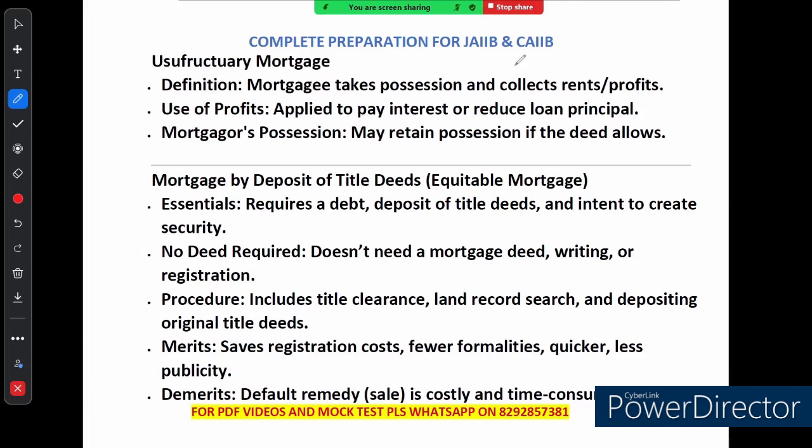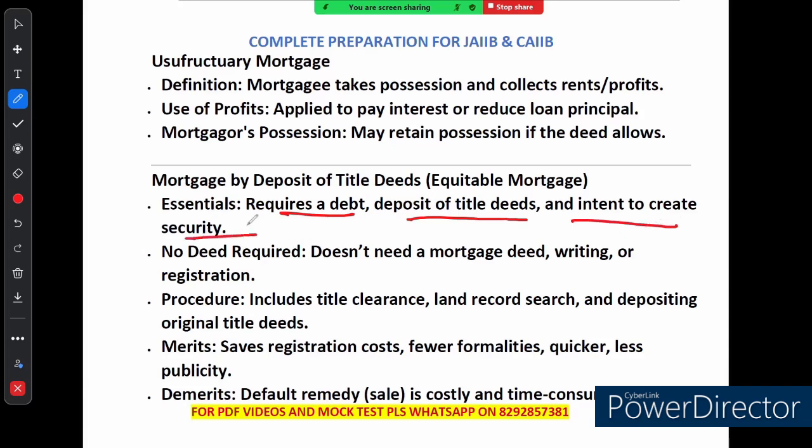However, if the deeds allow, you may keep possession of the property, right? Now let's discuss a little bit about equitable mortgage, or mortgage by deposit of title deeds. To create this type of mortgage, three things are essential: first, a debt you owe to the bank; second, deposit of the property title deed; and third, you intend to use those deeds as security for the loan.